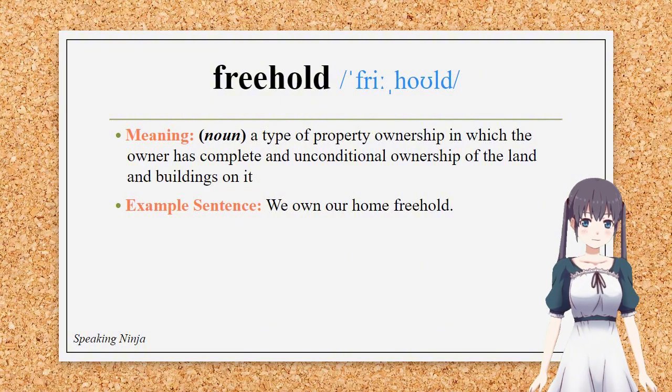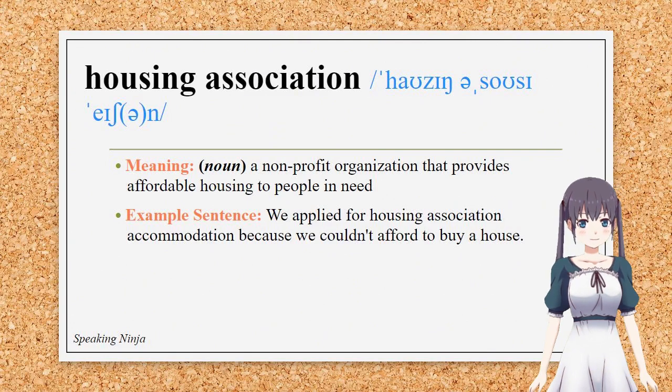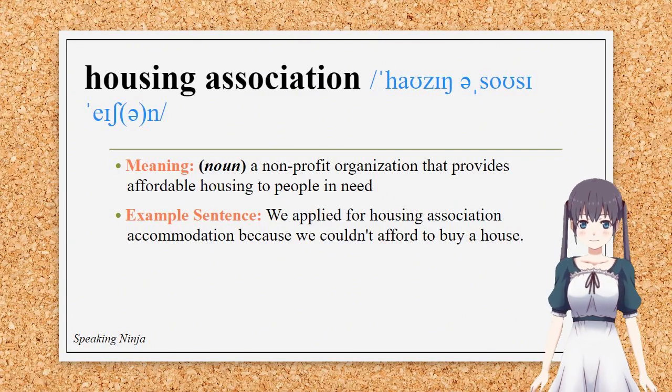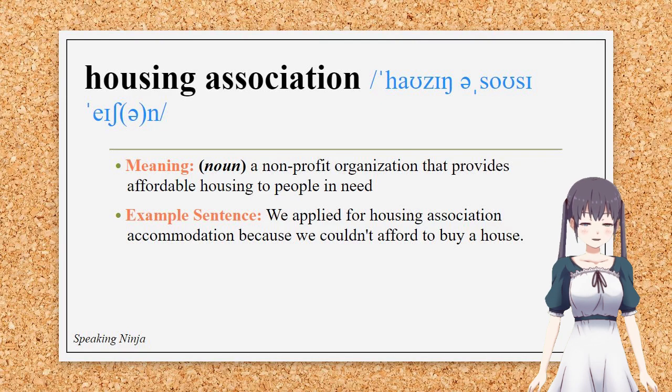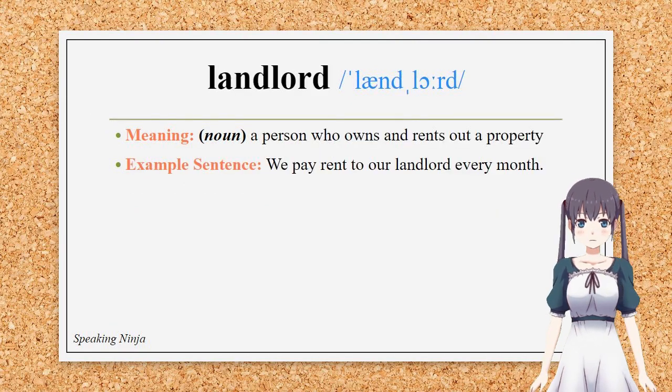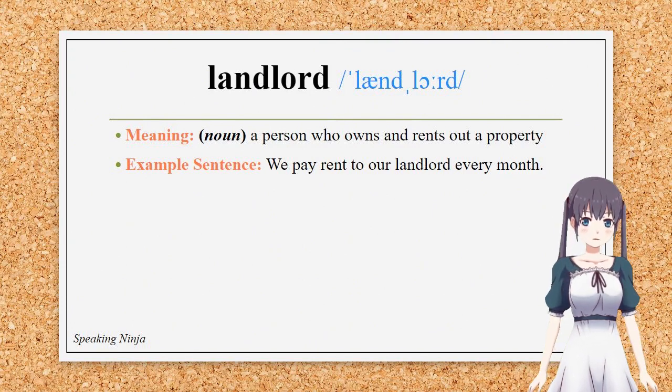Now, let's discuss freehold, a type of property ownership where the owner has complete control over the land and buildings. It's the ultimate form of property ownership. And when it comes to affordable housing, we have housing association, a non-profit organization dedicated to providing homes for those in need. It's a lifeline for many families and individuals. Of course, we can't forget landlord, the owner of a rental property who collects rent from tenants. They play a crucial role in maintaining and managing rental properties.